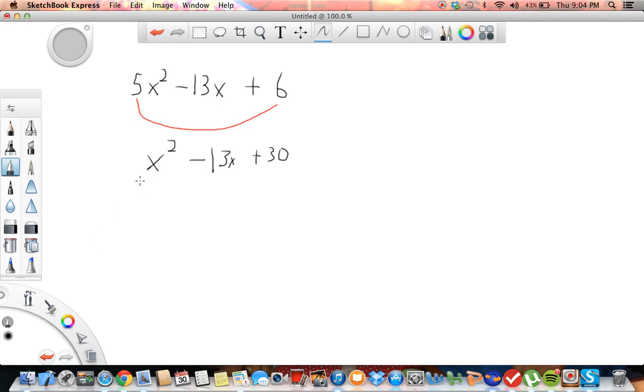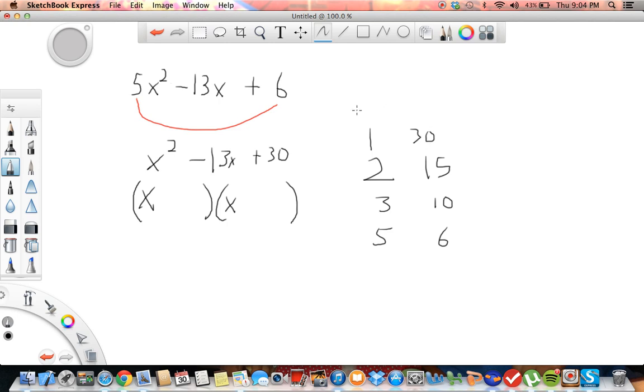So what we've got to do is draw out our two sets of parentheses, just like we've been doing all day long. X squared, so that means we're going to put an x here and an x here. And now we've got to come up with all of our factors for 30. So we've got 1 times 30 gives me 30. 2 and 15 gives me 30. 3 and 10 gives me 30. And then 5 and 6 gives me 30. And those are all the possible combinations to get a 30.